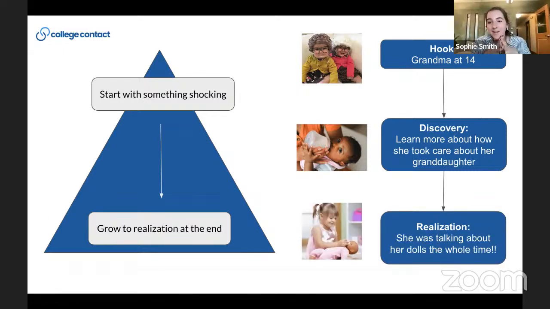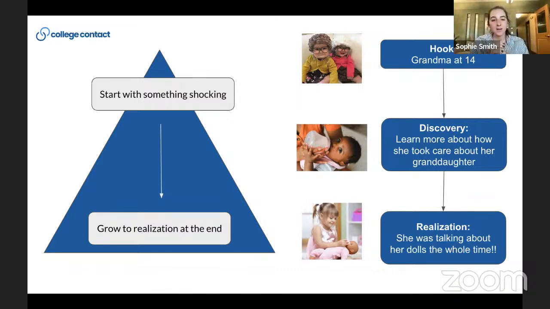She was talking about her dolls the whole time. She had a vivid imagination and creativity, that she pretended when she was little that her baby doll had a baby doll. And so she was the grandmother. And she made up this whole world that reflected her life in this story of her playing dolls. And at the end, it all made sense.